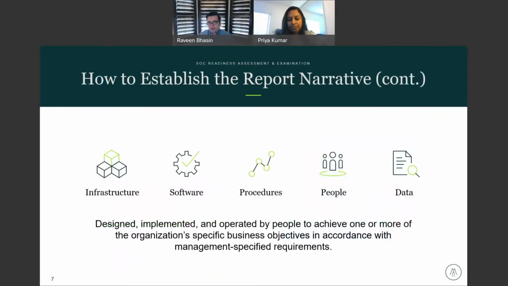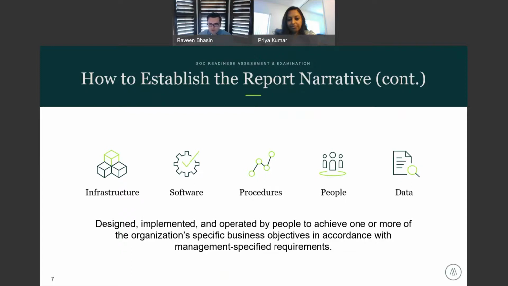So continuing with this, from a narrative perspective, you want to ensure you're covering things like infrastructure, software, procedures, people, and data. Let's dive a little bit deeper into that. From an infrastructure perspective, you want to ensure you're covering things like how do you introduce new infrastructure, how do you maintain and patch existing infrastructure, what's your decommissioning process for infrastructure, and also just ongoing management and administration of that infrastructure.